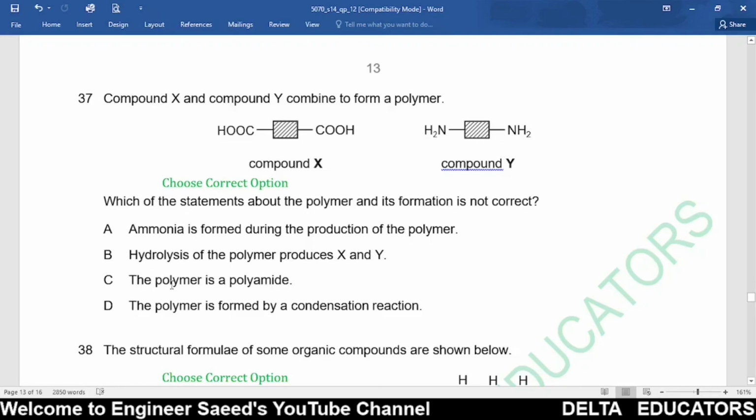In C it is given the polymer is a polyamide. Yes, this one is correct. Here we have the H2N group and here we have the CO group. So this one is a polyamide. D. The polymer is formed by a condensation reaction. Yes, as discussed before, here one OH and here one H will be removed and we will get water, and this is called condensation. So the polymer is formed by a condensation reaction. This statement is also correct. The only incorrect statement is in A, so the correct option will be option A.